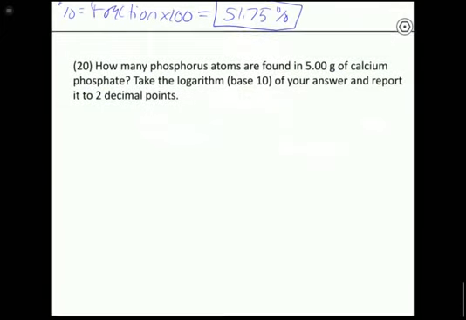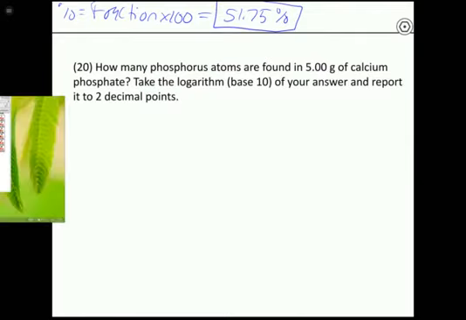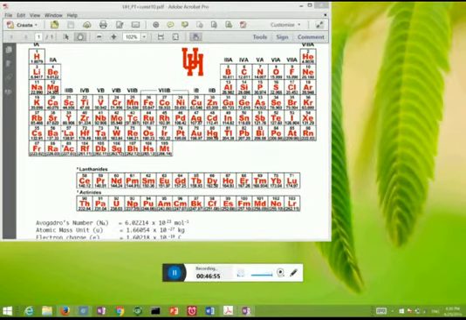Alright, so for number 20, we want to know how many phosphorus atoms are found in 5 grams of calcium phosphate. Take the logarithm of your answer and report it to decibels. So I'm going to take a quick break here, and I'll come back.